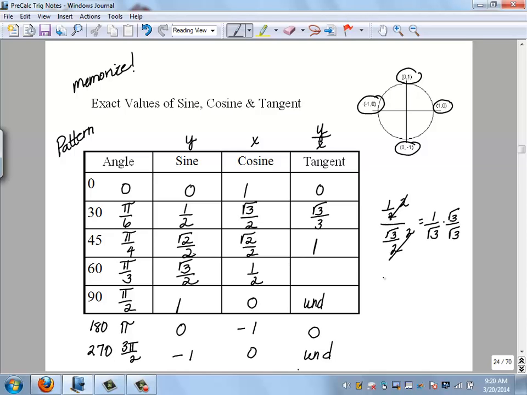The tangent of 60 is radical 3 over 2 divided by 1/2. And again, I multiply the top and bottom by 2 to get rid of it. That's radical 3 over 1, or radical 3. So this table you need to memorize.